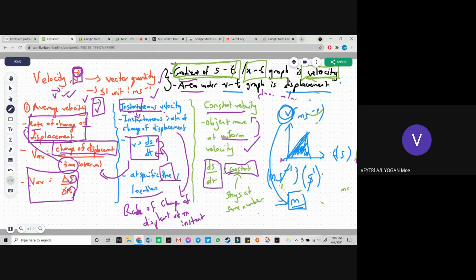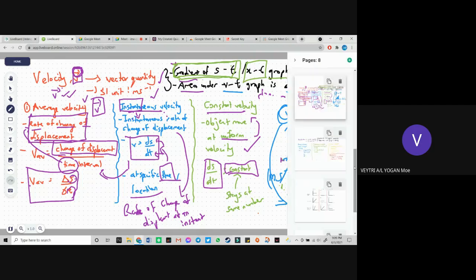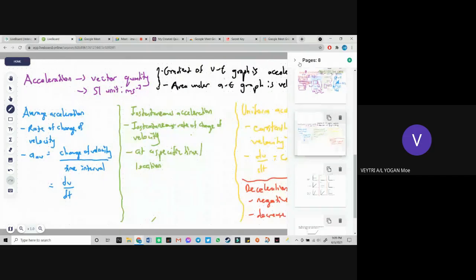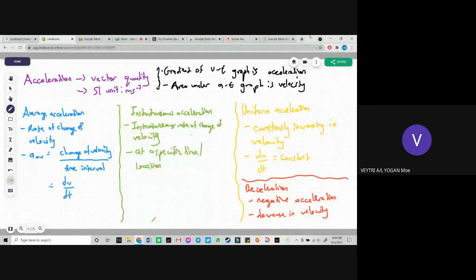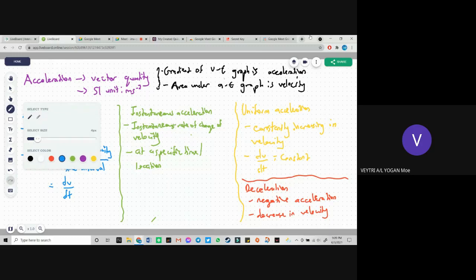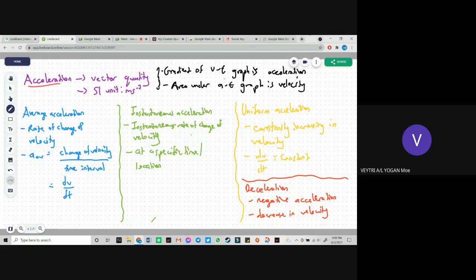Alright, now let's move on to the next one. Okay, now we are going to talk about acceleration. They're actually almost the same with whatever we have learned before, but they're just a little bit different, okay? Now, acceleration is a vector quantity. The unit is meter per second square, m over s square, okay?